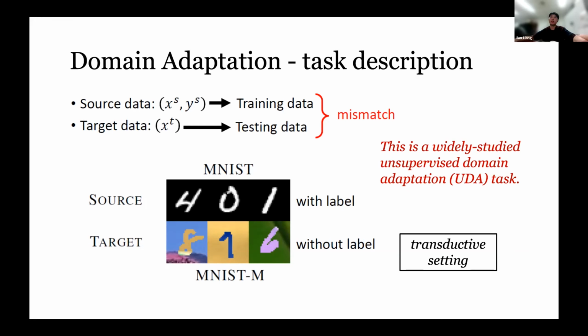So domain adaptation tries to infer the missing labels of the target data while using all the source data and the target data in the training procedures. This is also well known as a transductive learning setting.